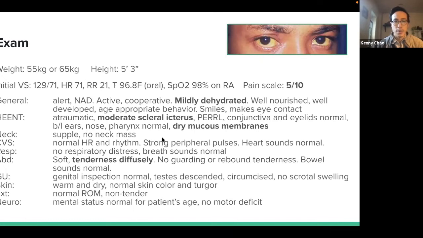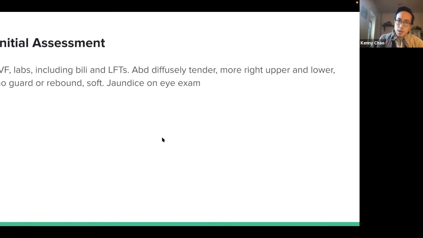There was moderate amount of scleral icterus, dry mucous membranes. His belly exam is diffusely tender, and the rest of it's pretty normal. Neuro exam was negative for anything as well. So the initial assessment gives my IV fluids, get some labs, noted for the abdominal tenderness and jaundice on eye exam.